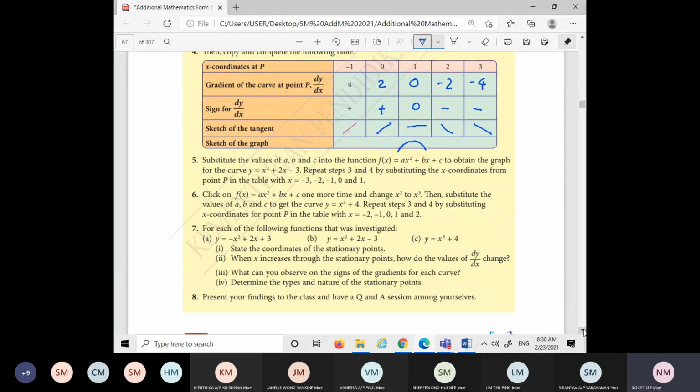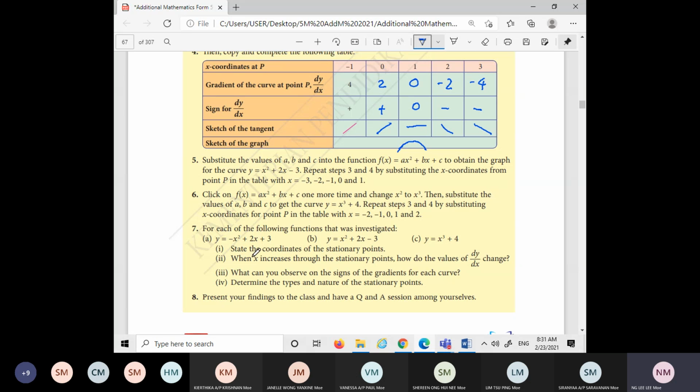For each of the following functions that was investigated, the A is the first one, this one. State the coordinate of the stationary point. The coordinate for the stationary point happens when the dy dx is equal to 0. So the x coordinate for the stationary point for question A is at 1. I don't want to find the coordinate, I'm lazy. If you want to find the coordinate, you substitute x = 1 to get the y coordinate, because asking for coordinate must be x and y coordinate.